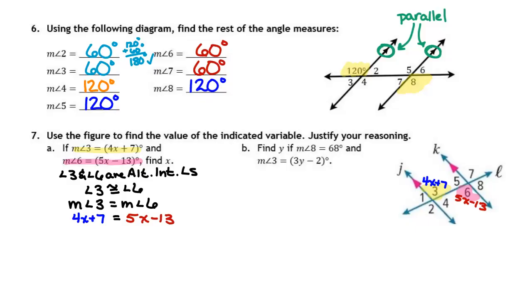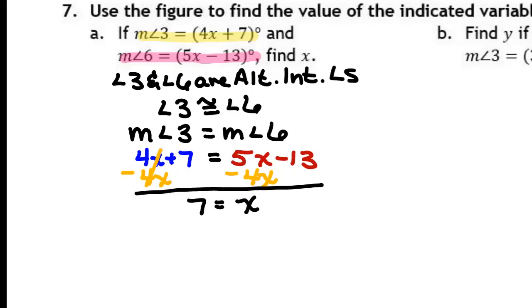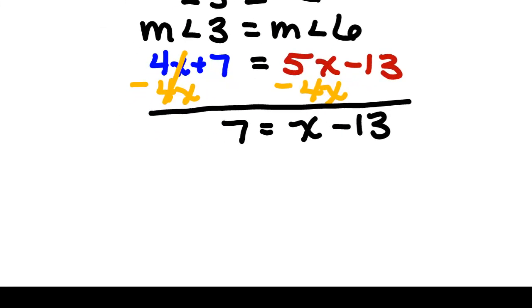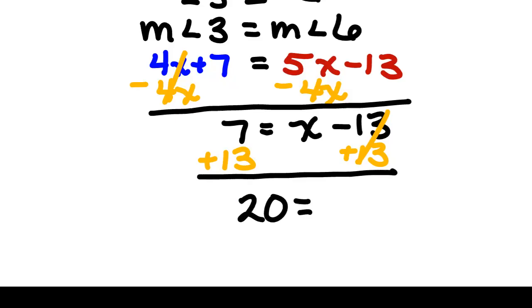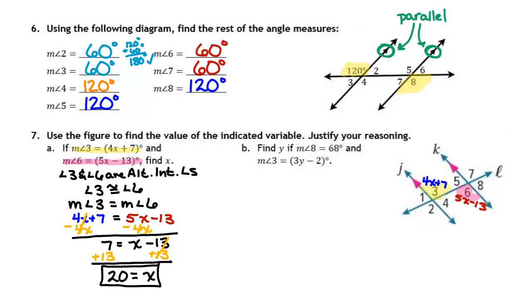All right, where do I go from here if I want to solve this? Subtract 4x from both sides. So if I subtract 4x from both sides, I would have 7 equals x minus 13. Then what? Add 13 to both sides. So how big is x? 20. 20 is equal to x. Very nicely done.